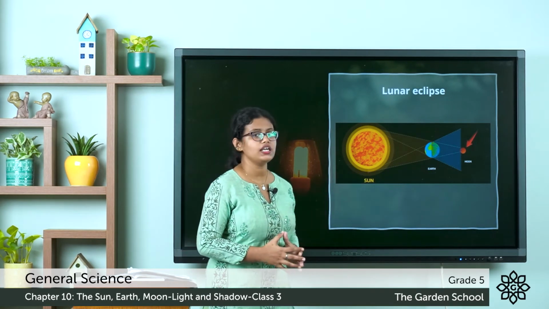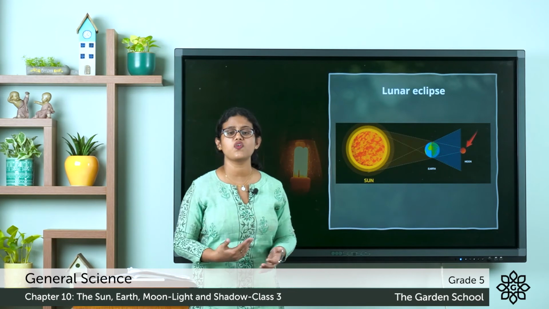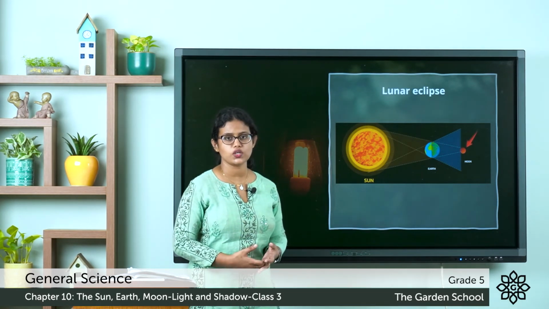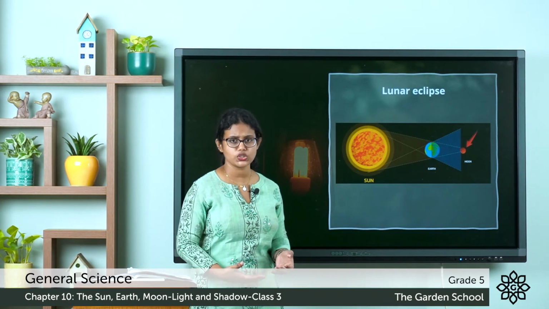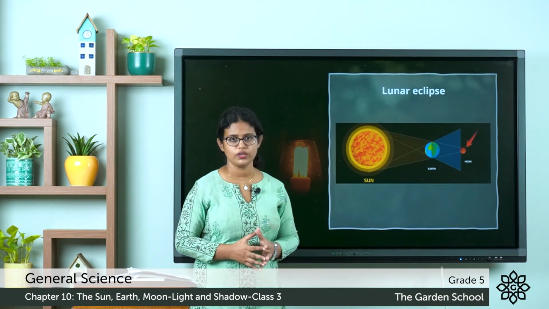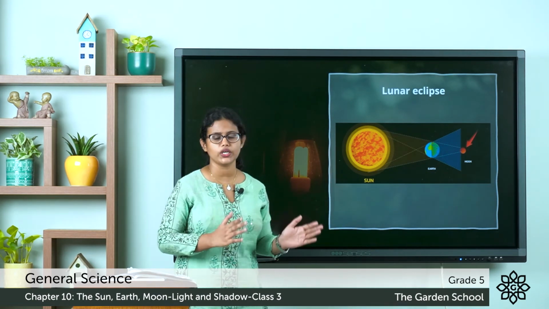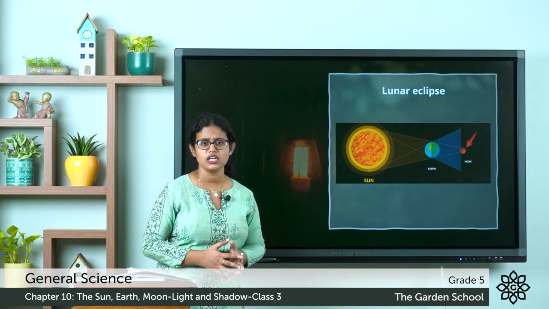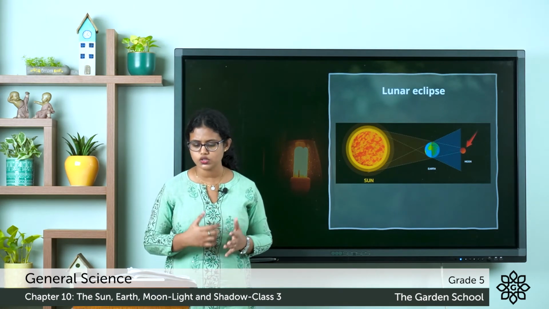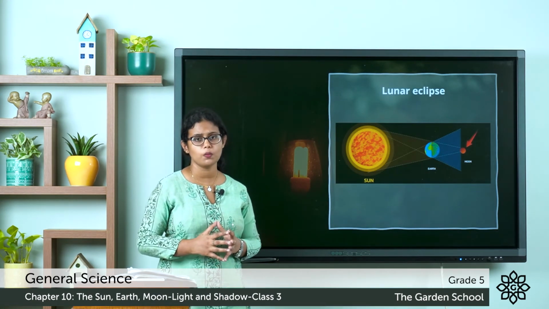And here you can see the earth's shadow is falling on the moon. The earth's shadow completely or partially covers the moon. This phenomenon we call the lunar eclipse. And lunar eclipse results in red color of the moon.